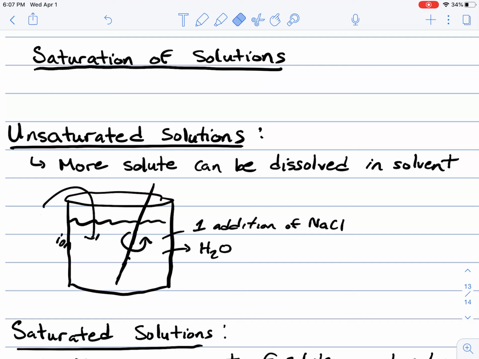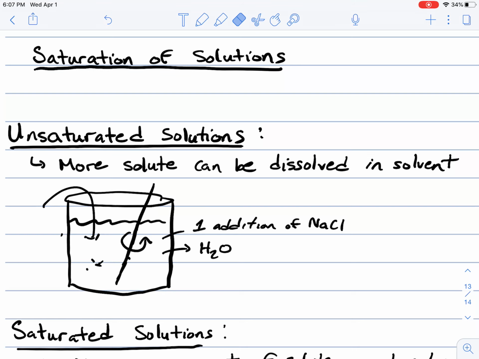And so we can go ahead and do a third addition. Okay. So this is the third time that we're adding salt into this solution. And let's just say that after a third time, most of your crystals dissolve. However, there's a few that don't get dissolved.